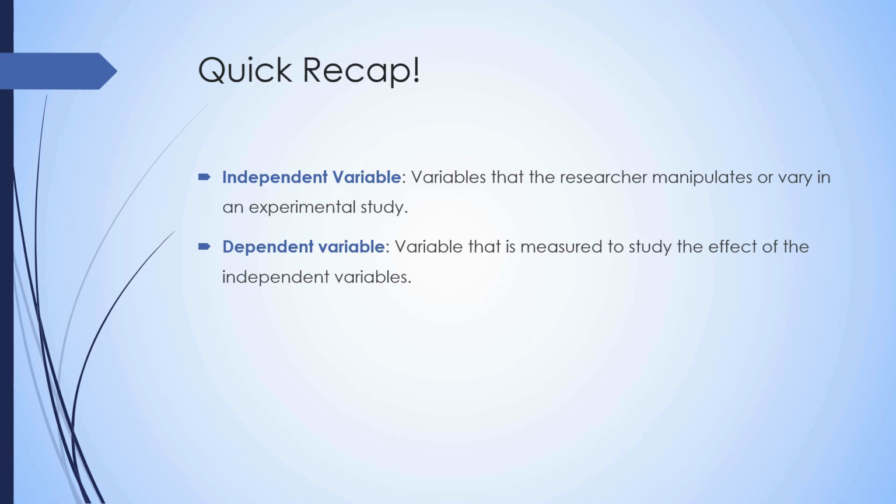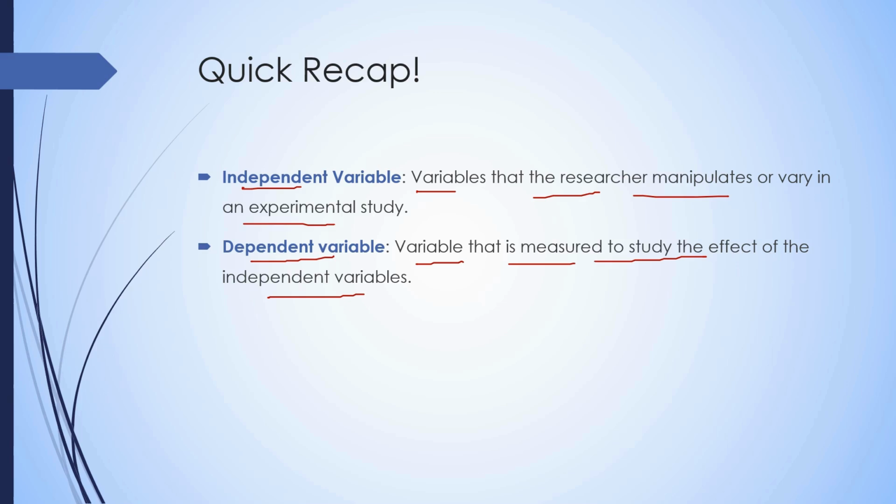The first term is independent variable. This is any variable that the researcher manipulates or varies in an experimental study. I'll explain this with an example, but let's look at the second term before that. The second term is dependent variable. This is any variable that is measured to study the effect of the independent variable.